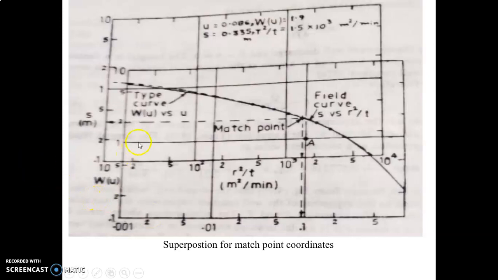So the curve indicates u. So this is the curve for W(u) versus u, and this is the curve between s and r²/t. So this is the field curve obtained from the actual observation well. So by matching this, we can get a match point. So from this, we can get the value of u and S.